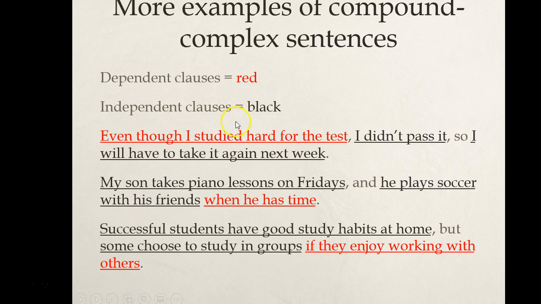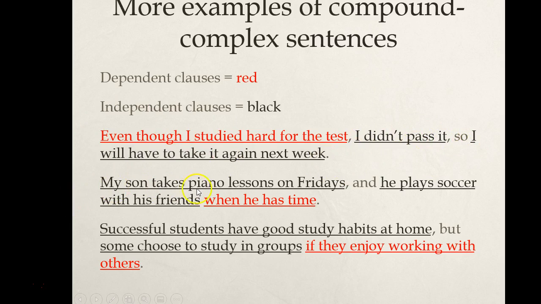Let's look at these. Even though I studied hard for the test, I didn't pass it, so I will have to take it again next week. So here we have a dependent clause, which starts with a subordinating conjunction, followed by a comma, and then we have 2 independent clauses connected by a fanboys and a comma.